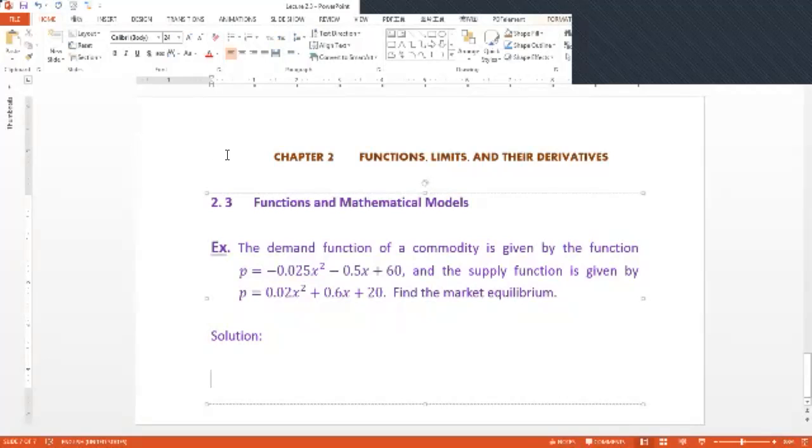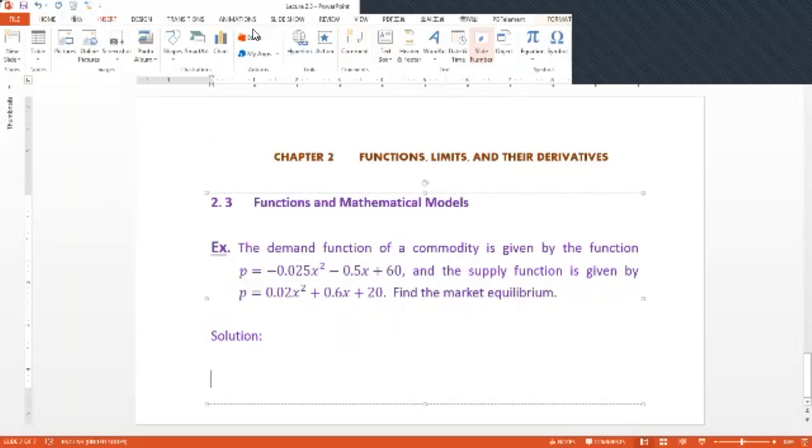So when we say the market equilibrium, we mean the two prices have to be the same. You have to reach the same price from the customer and from the supplier. So these two prices are the same. So then we just equate the right-hand side of those two functions. So we're gonna get what?